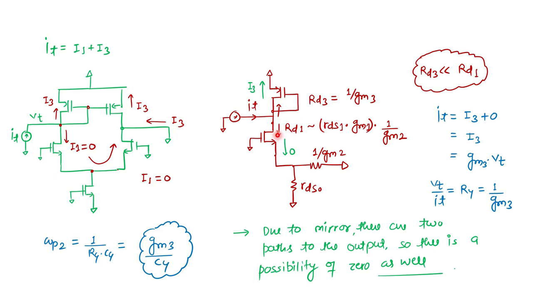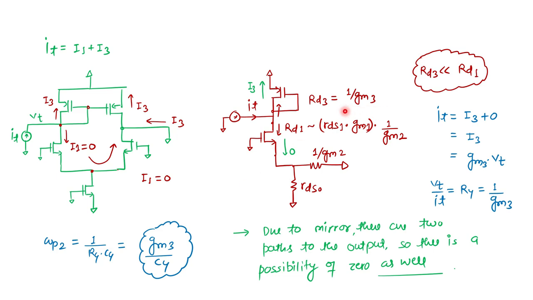Before speaking about RD1, let us see what is happening at this node. This node has two impedances approximately: 1 upon GM2, a calculation we have seen in the previous video, and 1 upon RDS naught. The parallel of these two resistances appears at the source of transistor M1, and effectively it is 1 upon GM2. So when we look from the RD1 terminal, we see RDS1 times GM1 times 1 upon GM2, which is the approximate resistance looking down into the drain of transistor M1.